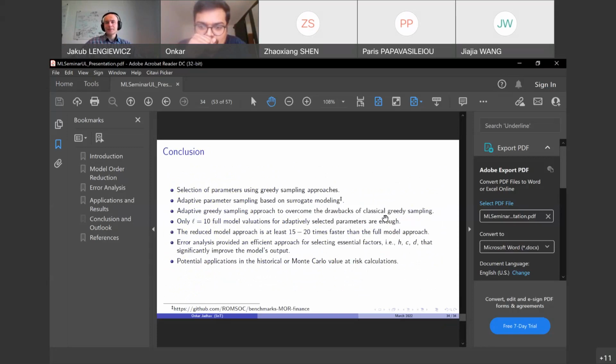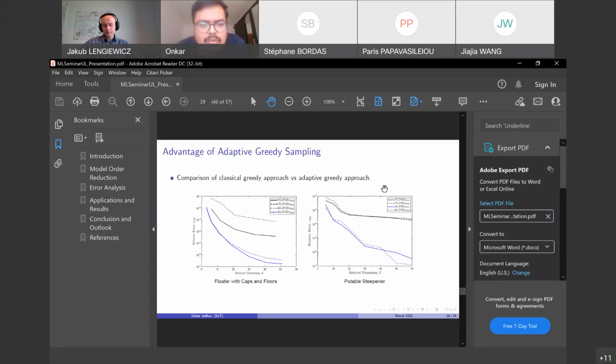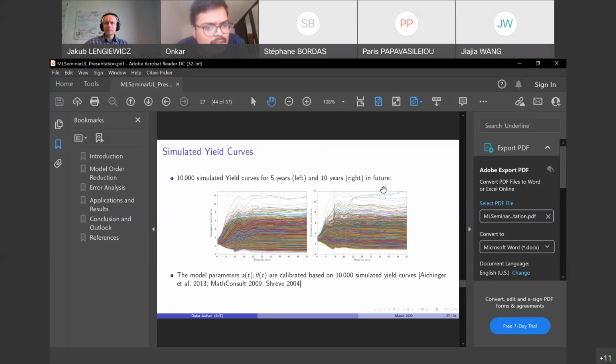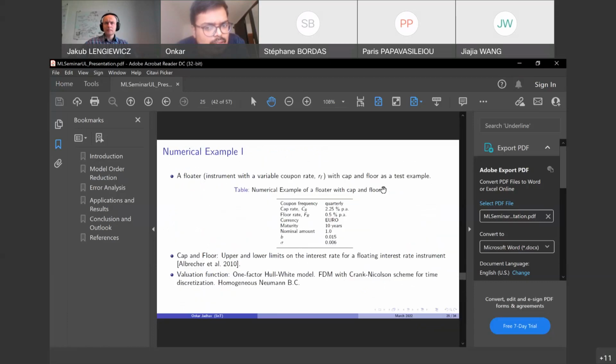Hello, Onkar. Hello, Jakub. Stefan here. I have just a very short question. How dependent are the approaches you presented on the type of PDE, on the smoothness of the solution, and so on? Can you comment a bit on this?